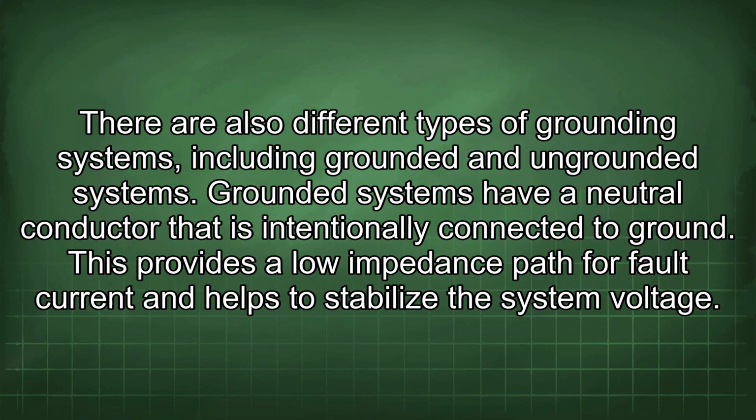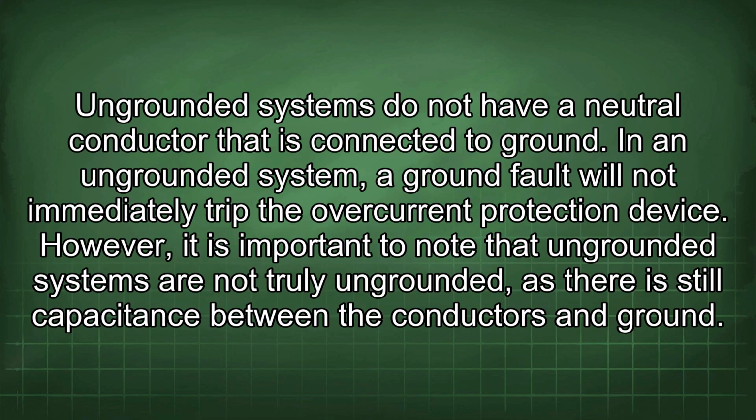There are also different types of grounding systems, including grounded and ungrounded systems. Grounded systems have a neutral conductor that is intentionally connected to ground. This provides a low impedance path for fault current and helps to stabilize the system voltage. Ungrounded systems do not have a neutral conductor that is connected to ground. In an ungrounded system, a ground fault will not immediately trip the overcurrent protection device.